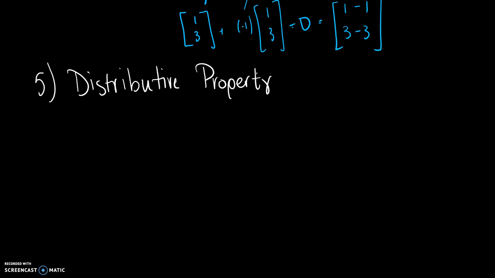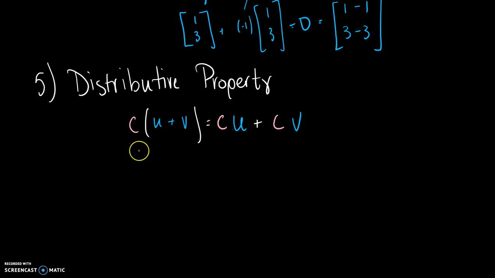Okay. And that's saying some constant C times (U plus V) is equal to C times U plus C times V, right? And so what do we have in this case?